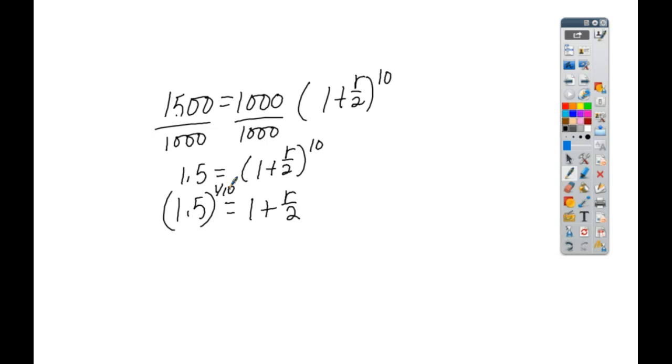So this is a number. So type this in your calculator. 1.5 raised to, and put the 1/10 in parentheses. So type that in. So subtract 1 from that answer. And then multiply by 2. You should get 0.08 is what you should get.